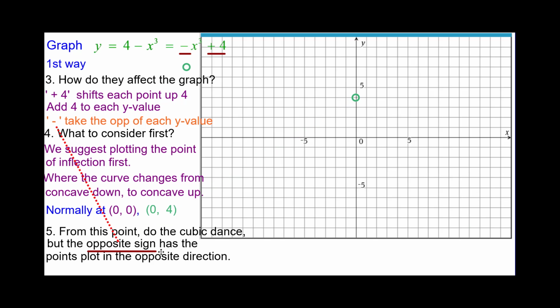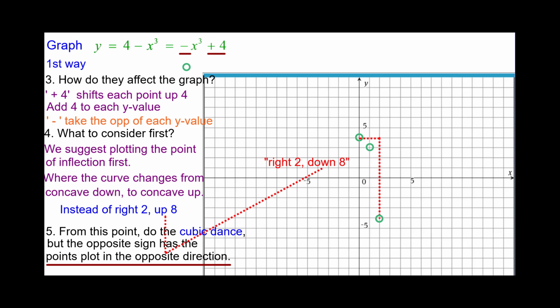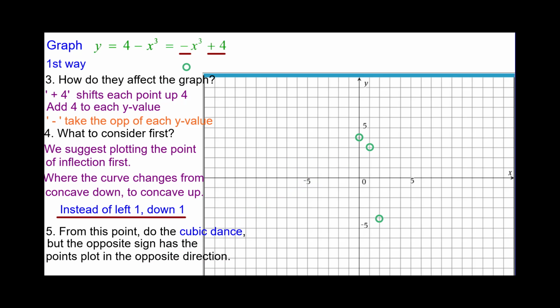Keep in mind we have to use the opposite sign because that will put points going in the opposite direction from where they normally go. So instead of right 1, up 1 like we would do on a cubic graph, we need to go right 1, down 1 because of that opposite direction, because of that negative sign. Instead of right 2, up 8, it's going to be right 2, down 8 because of that opposite in the y direction. Instead of left 1, down 1, it's going to be left 1, up 1, opposite direction again, and left 2, down 2 becomes left 2, up 8.